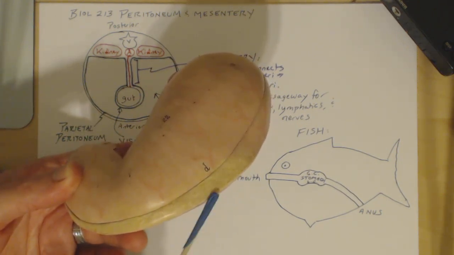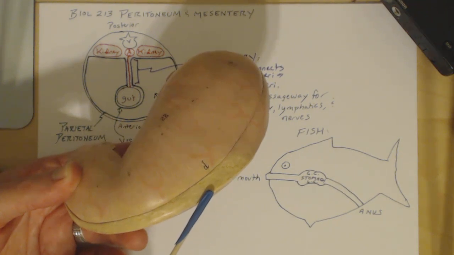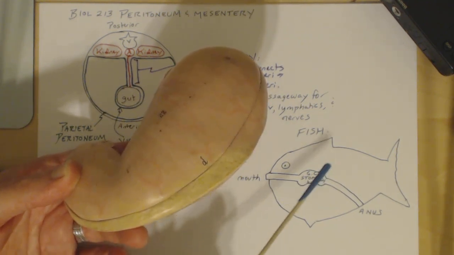That's right, it's called the greater omentum. Do you remember where it attaches? This side of it attaches to the stomach, but do you remember where the other side attaches? It attaches to what's considered your dorsal body wall, basically the inside of your back. So let's draw that on here.